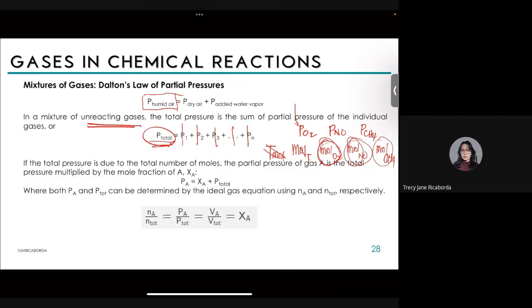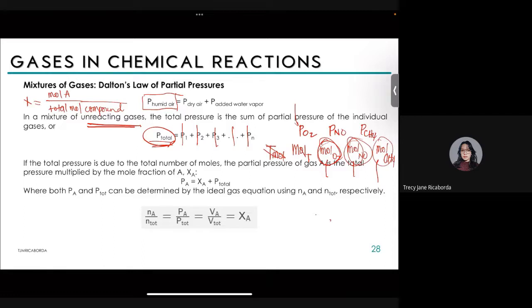Diba, remember natin doon sa mass relationships natin na topic, the mole fraction is the number of moles of a component over the total moles. Diba yan? Total moles of the compound. Diba yan yung mole fraction? And then, if you add all these mole fractions, kasi fraction nga, it should be equal to 1.